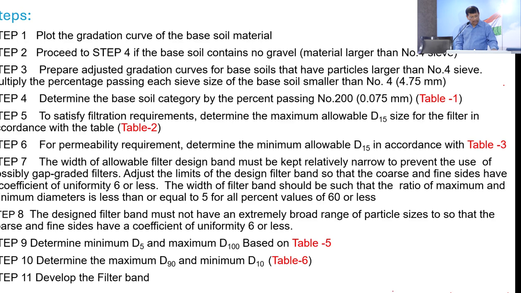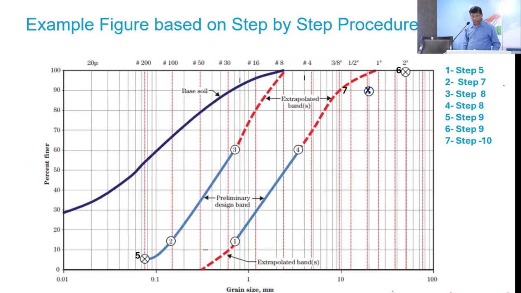And then we have to make sure that the coefficient of permeability should be less than 6. And also we have to see the ratio of maximum and minimum, when we are saying the range, that should be less than 5. Then we also come up with what should be our D5 and what should be our D100, and we also have some control of what should be our D90 and what should be our D10. So based on that we can go to the last one.